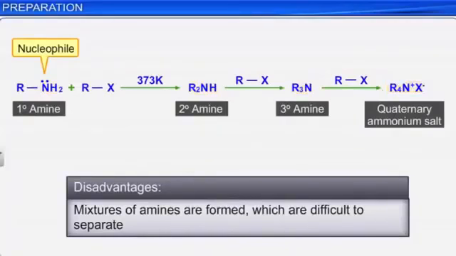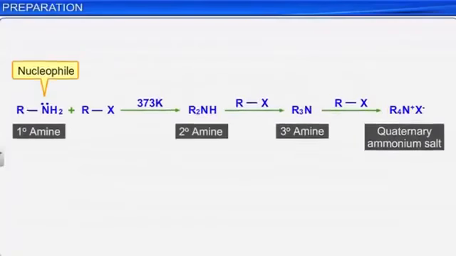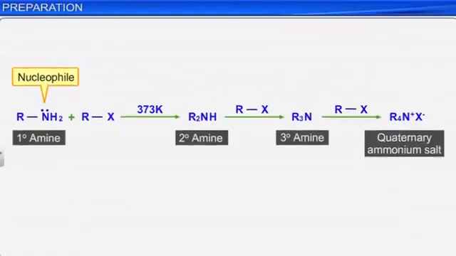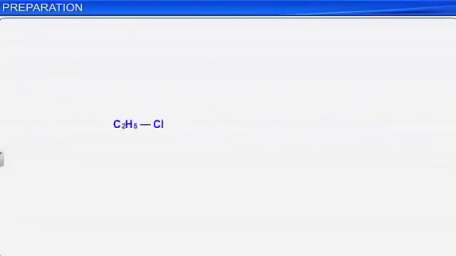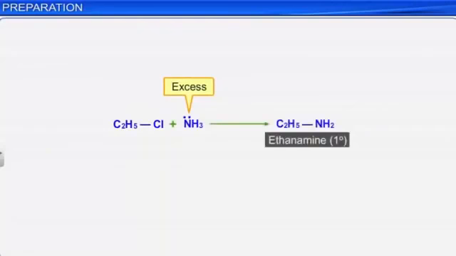However, the actual composition of the reaction mixture depends upon the ratio of alkyl halide and ammonia used. If an excess of alcoholic solution of ammonia is used, then a primary amine is formed as the major product. However, if excess alkyl halide is used, then a quaternary ammonium salt is formed as the major product.